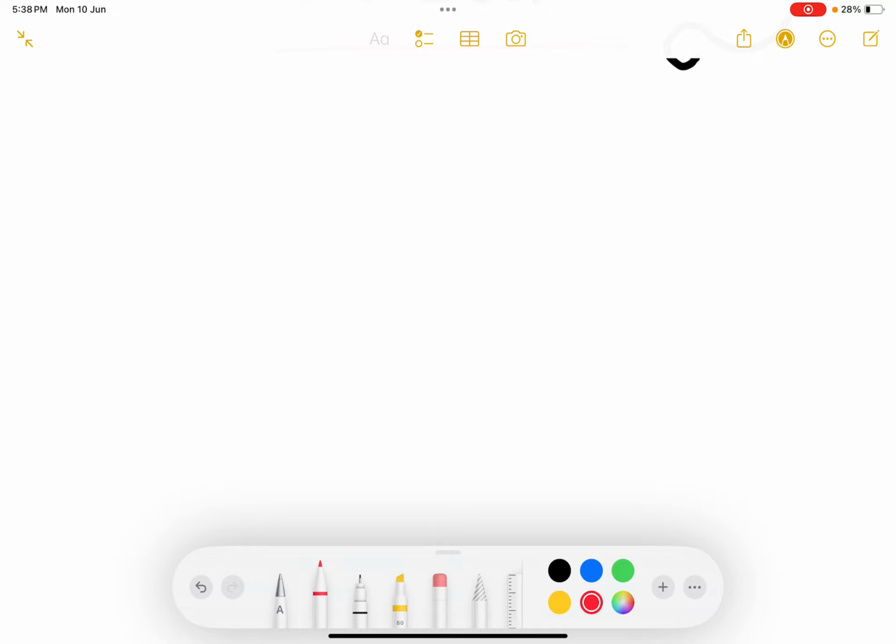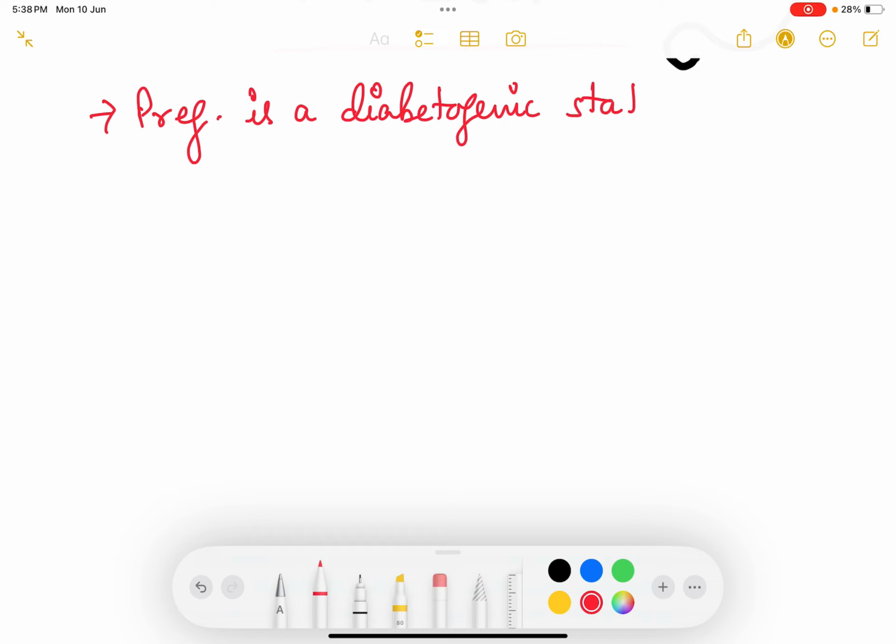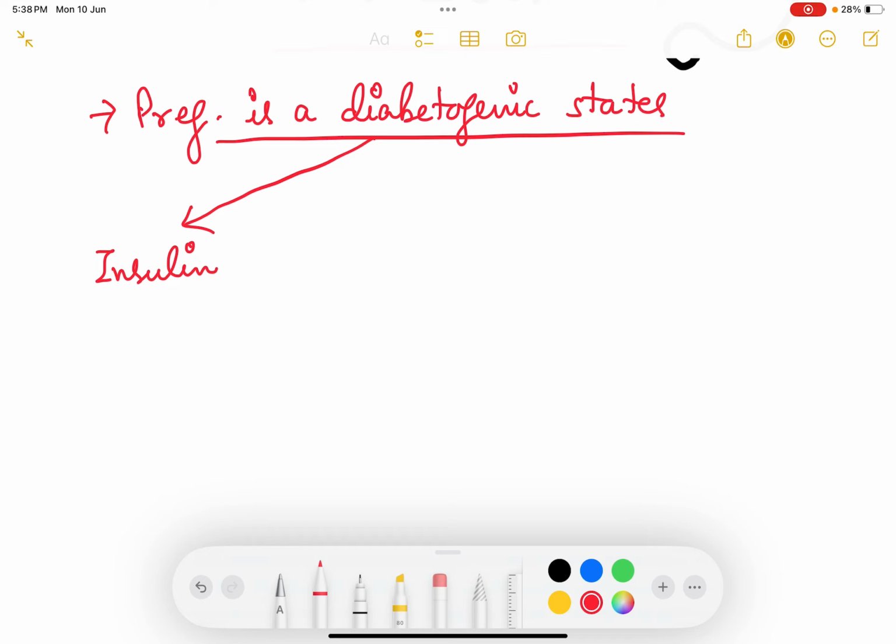So at the very onset, you should remember that pregnancy is a diabetogenic state. Now, why is it said that pregnancy leads to diabetes? This is because of various reasons. Number one, the first reason is that insulin resistance occurs in pregnancy. This is a normal phenomenon: in pregnancy, the patient will develop insulin resistance.